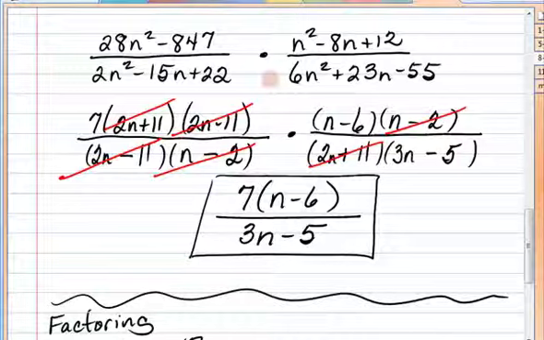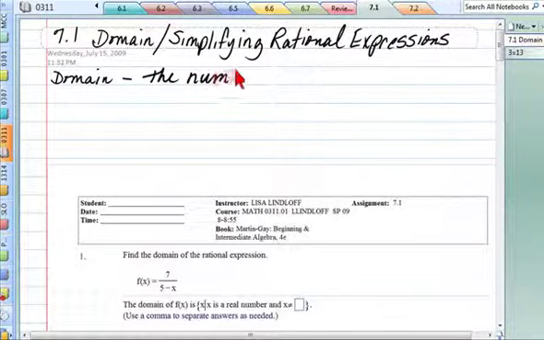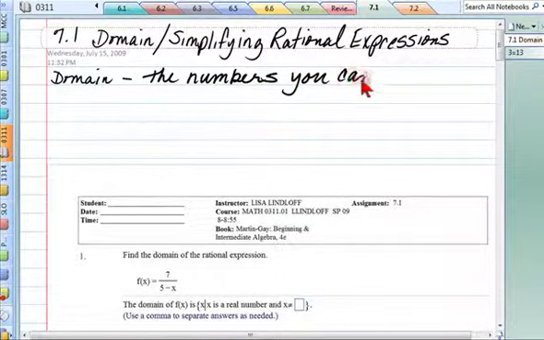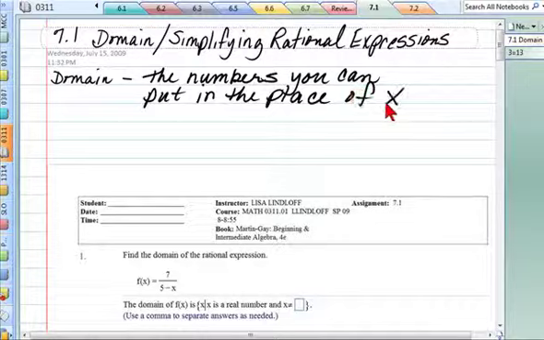And I'll say some concluding remarks. Okay, in section 7.1, we're going to start out talking about what is domain. The domain will be the numbers you can put in the place of x. The numbers that you can put in the place of x.